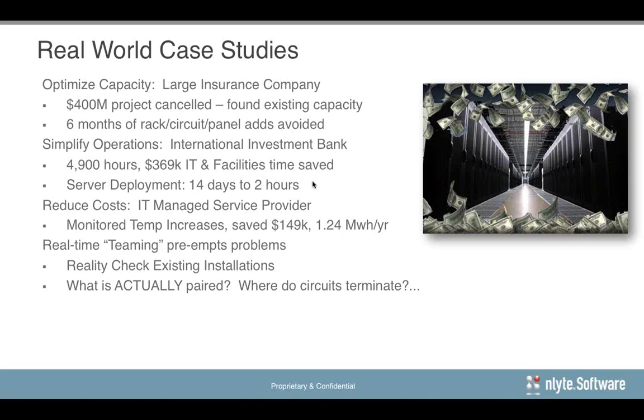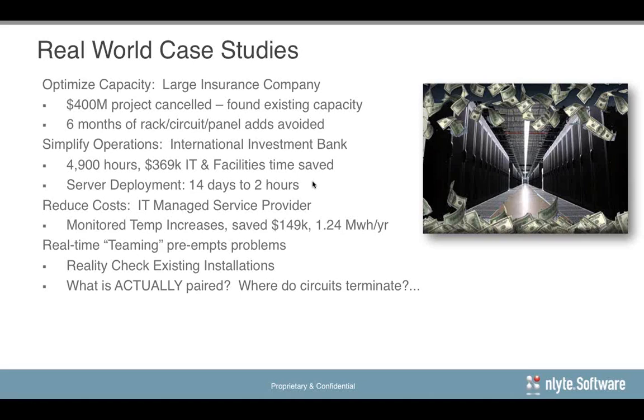Third, reducing costs. This was an IT managed services provider. What they wanted to do, and it goes back to that example I gave earlier, was reduce the power spend on cooling in their data center. They had the data center down really cool and wanted to reduce that spend, so they deployed wireless temperature sensors, and they systematically raised the temperature on their CRACs and then raised the ambient room temperature up a degree at a time.